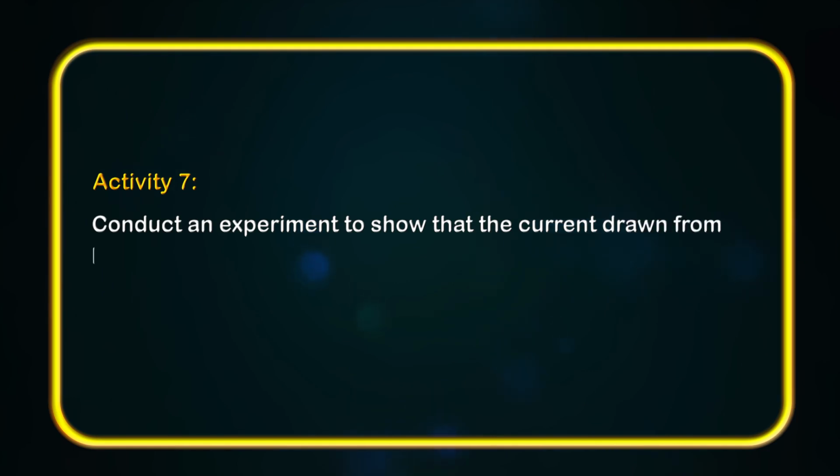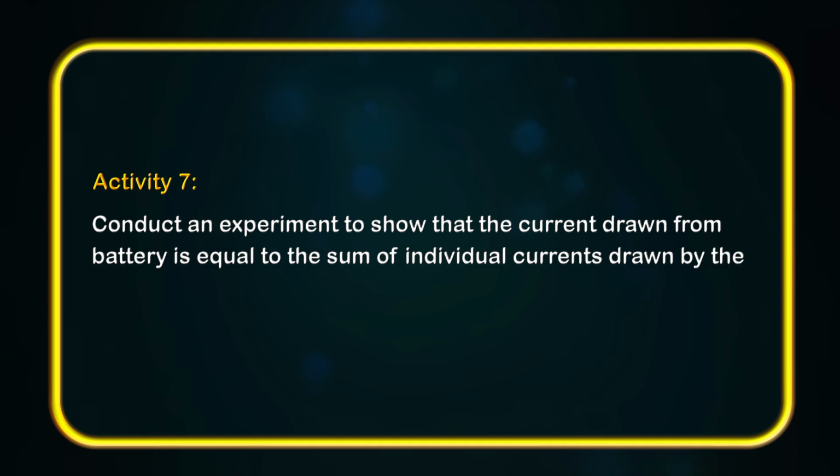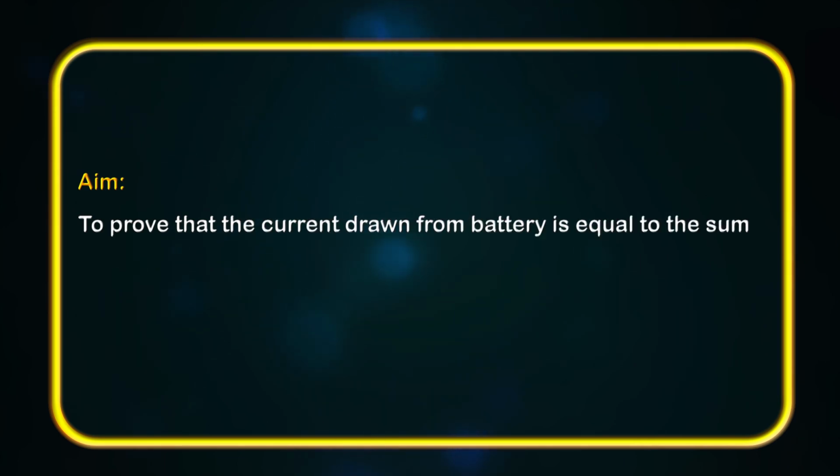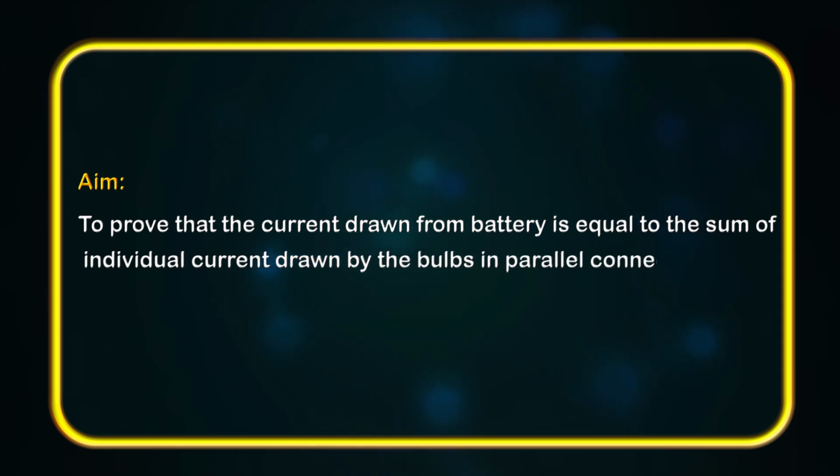Activity 7. Conduct an experiment to show that the current drawn from a battery is equal to the sum of individual currents drawn by the bulbs in parallel connection. Aim: To prove that the current drawn from a battery is equal to the sum of individual currents drawn by the bulbs in parallel connection.